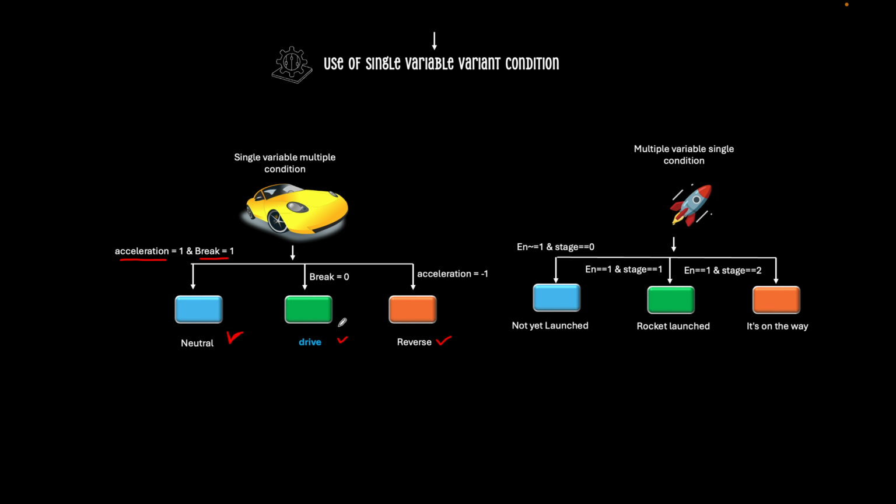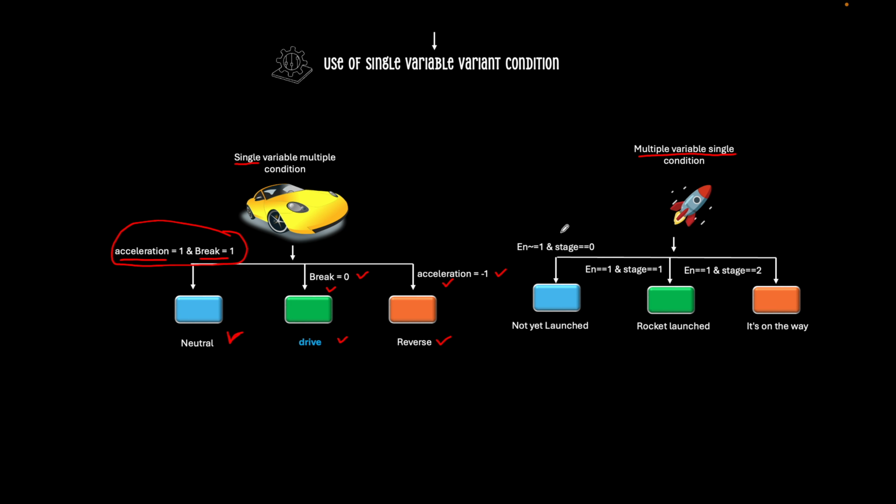Again, for the drive one, if the brake status is 0, you will have the drive getting activated. If the acceleration is -1, then you will be activating the reverse. So here you can see a single variable is responsible for deciding different variants of the system, and this is the default variant state. So this is related to single variable. Next, let's jump into multiple variable and single condition.